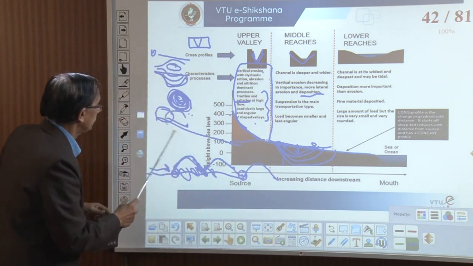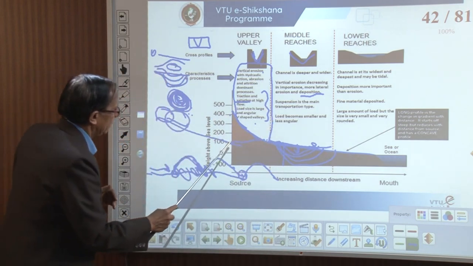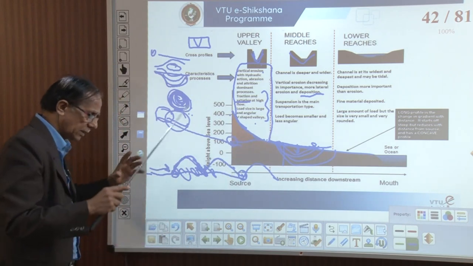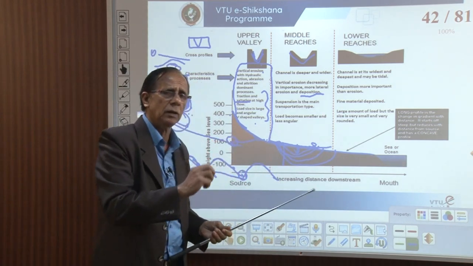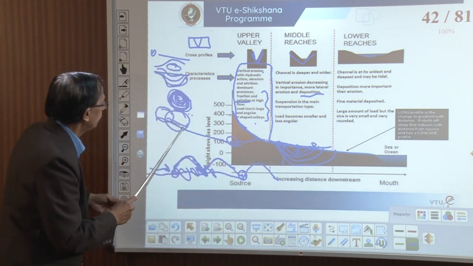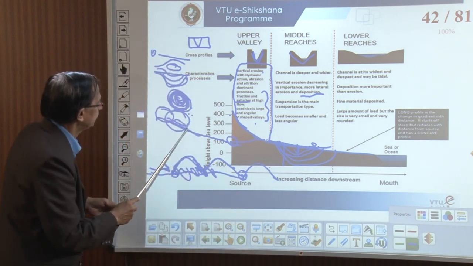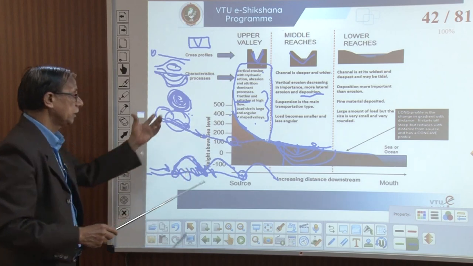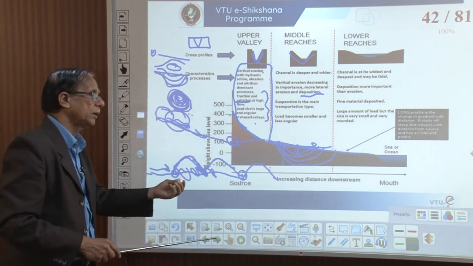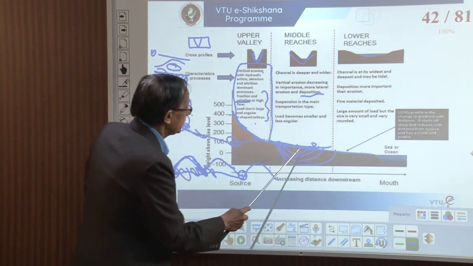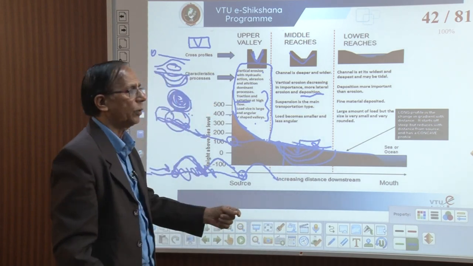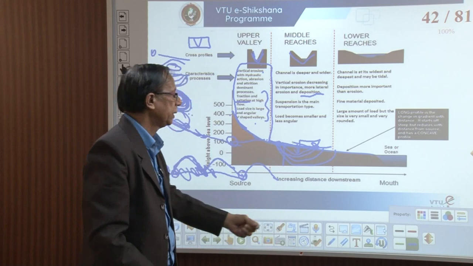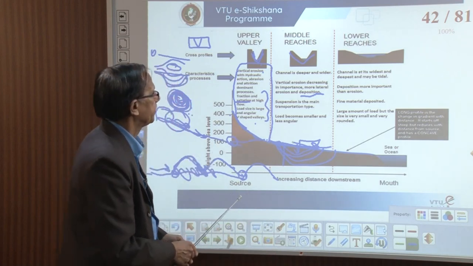Materials in the mountainous region are huge boulders. As you come to the middle course, the size of the materials is reduced, smaller, and they are less angular because they are transported for a longer distance. During this wear and tear, the larger coarse materials lose all their angularity. Materials we find in the riverbed are relatively smaller, relatively rounded, less angular.